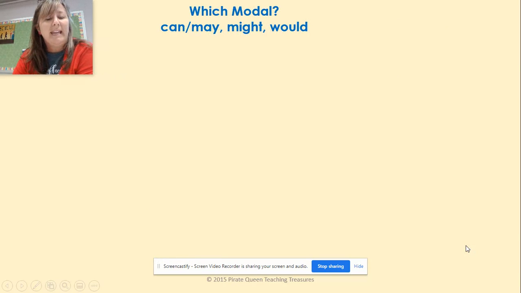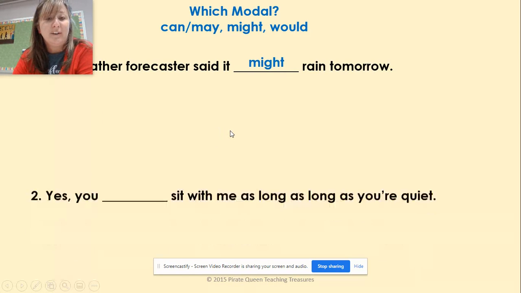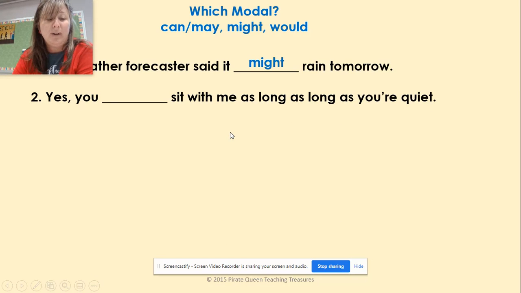Which modal? Can, may, might, or would? So you practice with me out loud. Which one would you choose? The weather forecaster said it blank rain tomorrow. So which modal auxiliary would go there? Might is the best one. Good. It might rain tomorrow. Yes, you blank sit with me as long as you're quiet. Yes, you may or can.